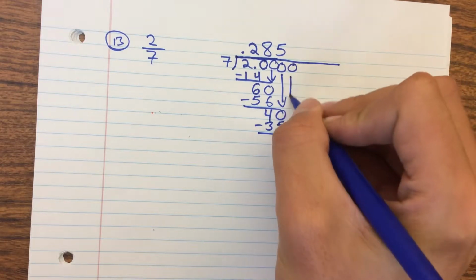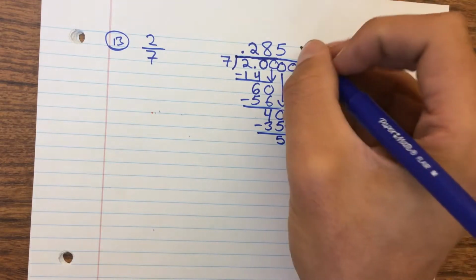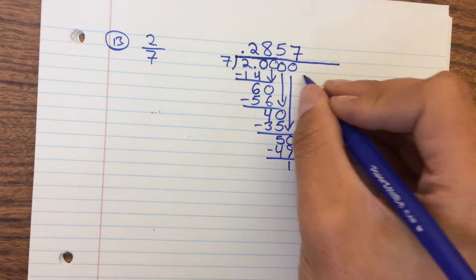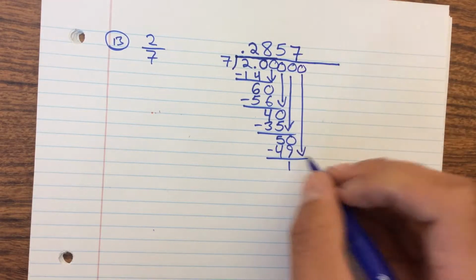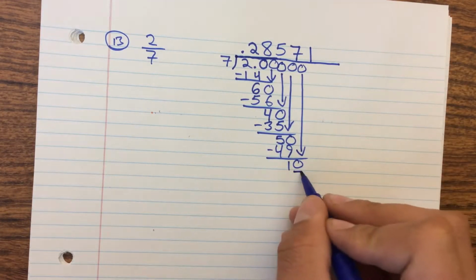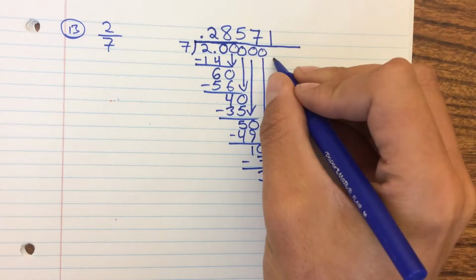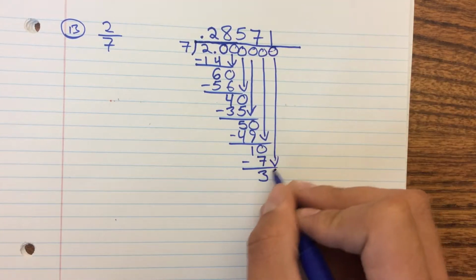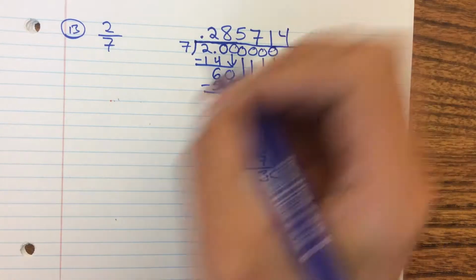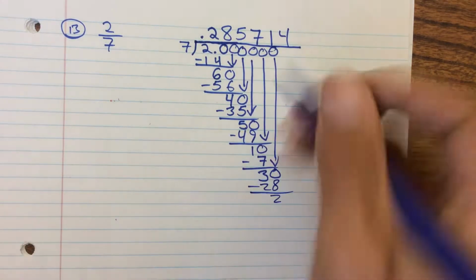Bring down another 0. 7 goes into 50. Well, we know 7 times 7 is 49. It's going to be 7 times. Now I have a difference of 1. Bring down another 0. How many times does 7 go into 10? 1 time. 7 times 1 is 7. A difference of 3. We're still going here. Bring down another 0. 7 goes into 30 4 times, because 4 times 7 is 28. The difference is 2.